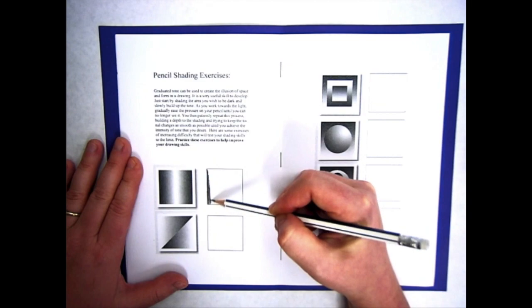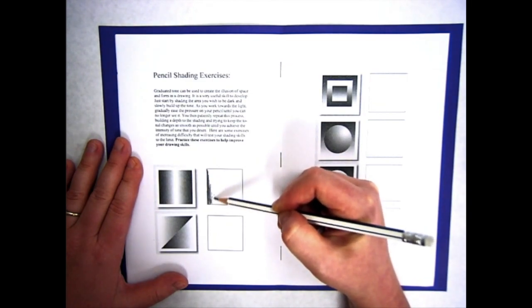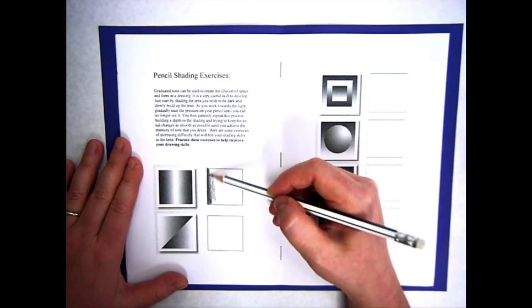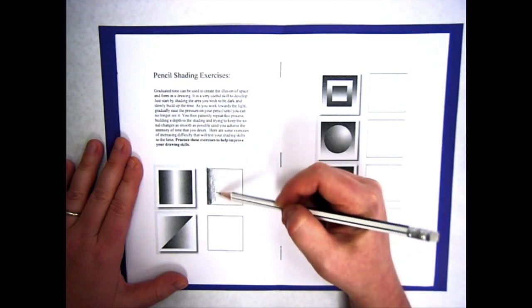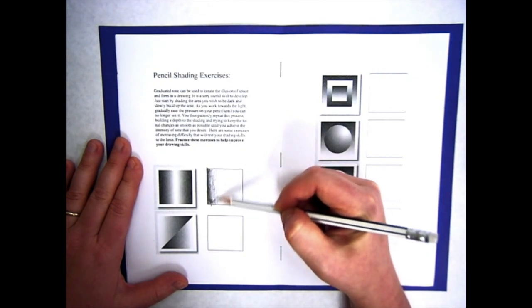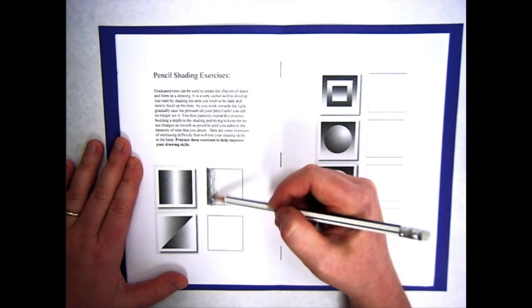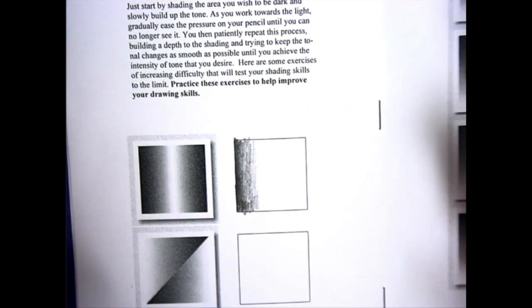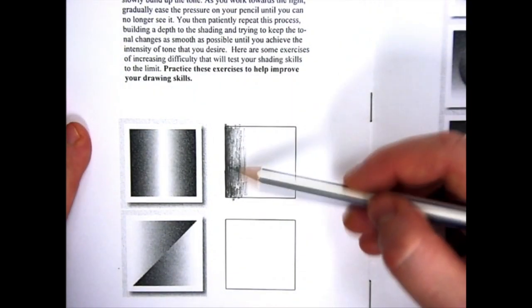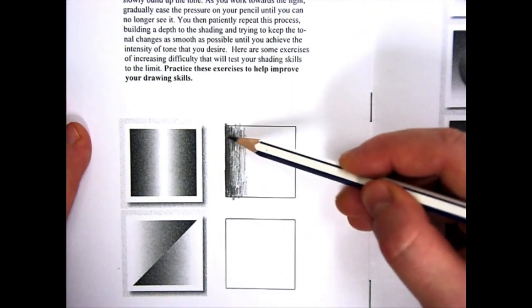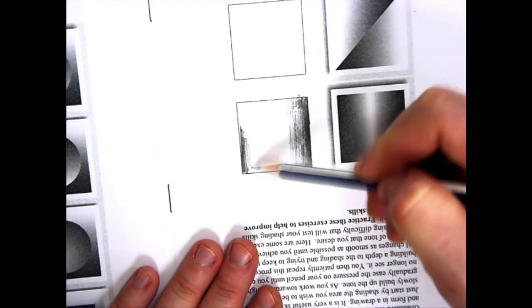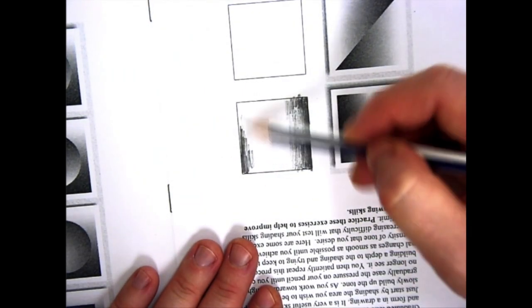Pencil shading exercise. Graduated tone, that's like the gradual fade from light to dark. Graduated tone can be used to create the illusion of space and form in a drawing. It is a very useful skill to develop. Start by shading the area you wish to be dark and slowly build up the tone. As you work toward the light, gradually ease the pressure on your pencil until you can no longer see it. You then patiently repeat this process, building a depth to the shading and trying to keep the tonal changes as smooth as possible until you achieve the intensity of tone that you desire.